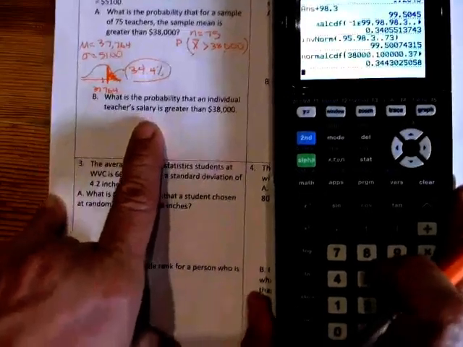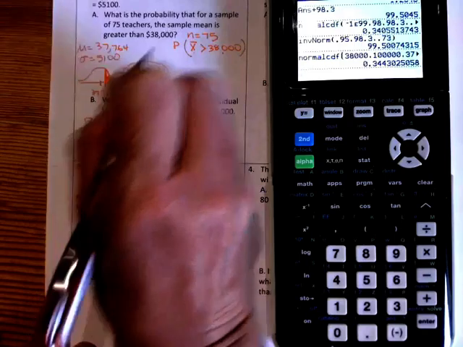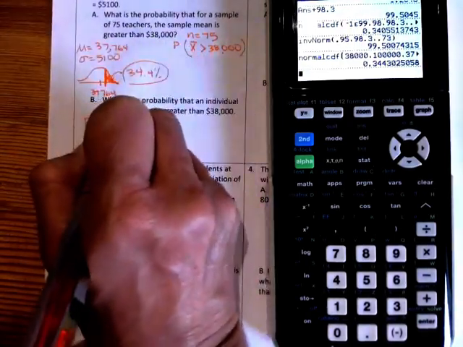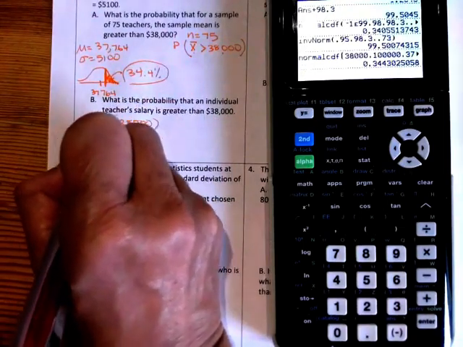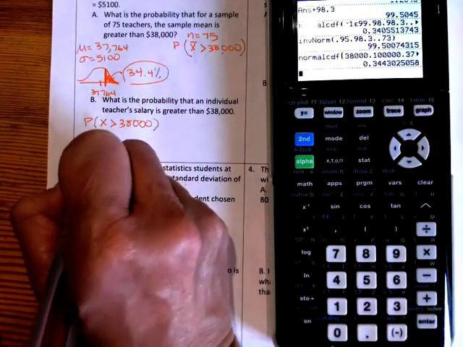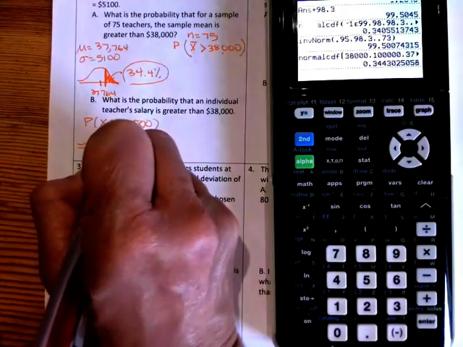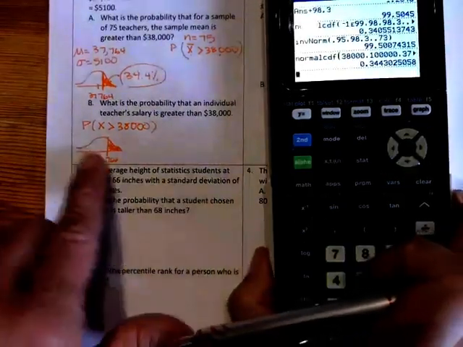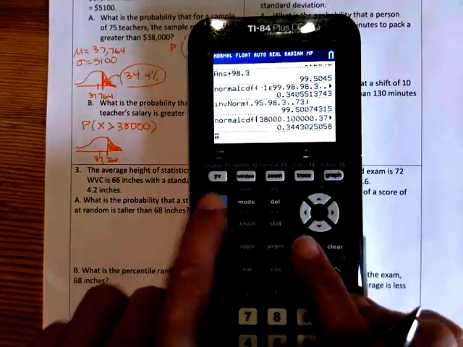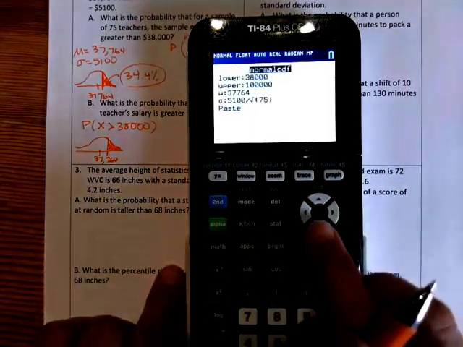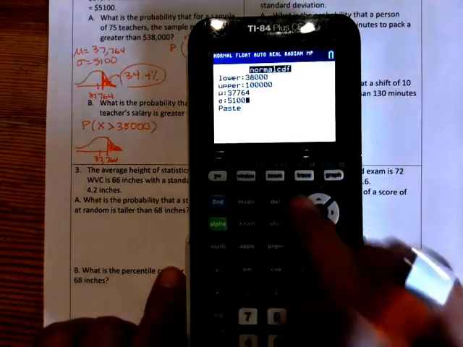Versus, what's the probability an individual teacher's salary, so that would just be an X, not an X bar, is greater than 38,000? All right, so the picture looks the same. The mean of the population is still the same. But now your 38,000, again, it's to the right. So the thing that's going to change is that sigma. So instead of dividing by the square root of 75, I'm just going to use my delete key and get rid of that.